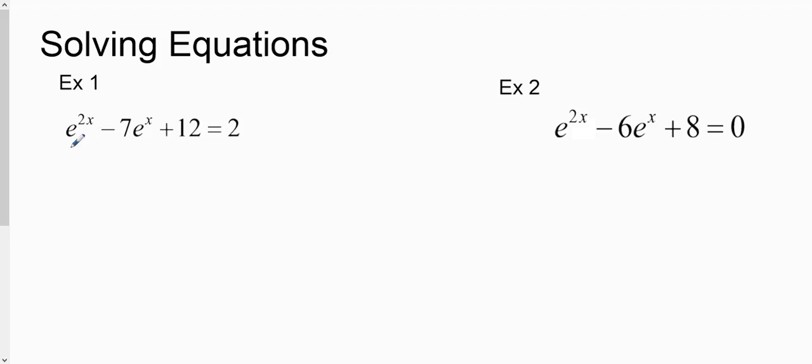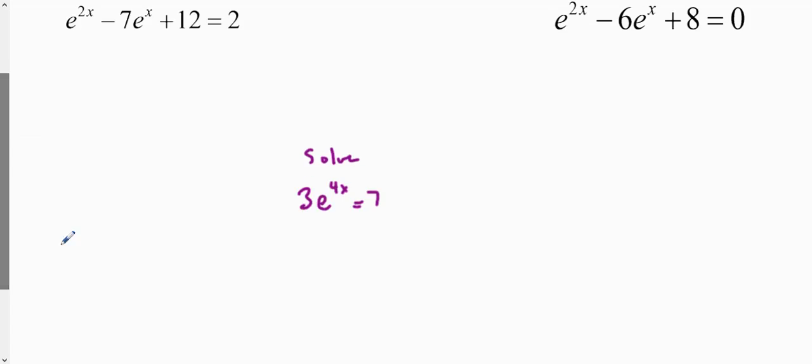First off, whenever you're given an equation that has exponentials in it, when you're solving it, you have to identify what type it is. Now, normally this is not a normal easy exponential. For example, an easy exponential equation would be if we had 3e to the 4x equals 7. If we were to solve one like this, it's pretty easy to solve for x.